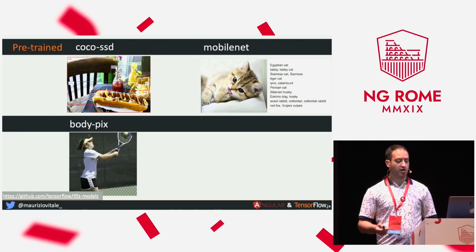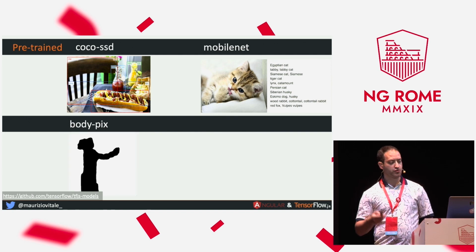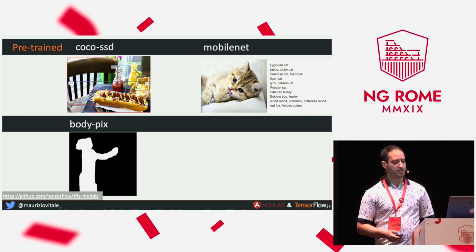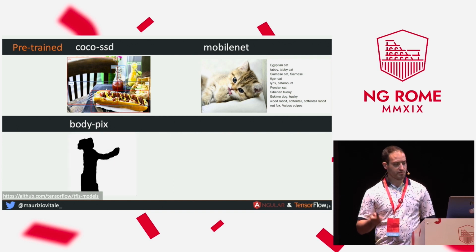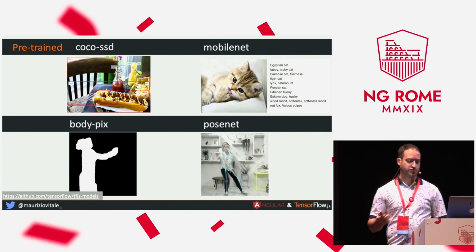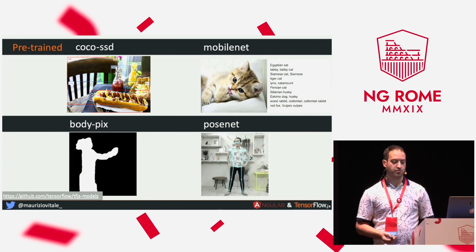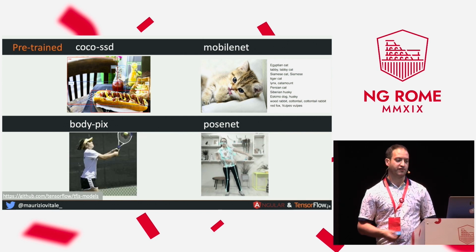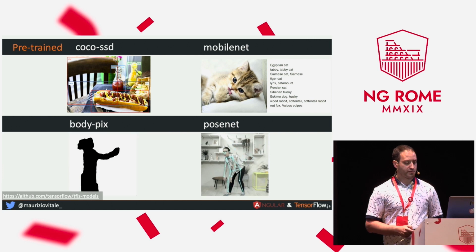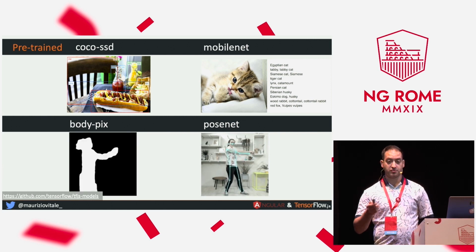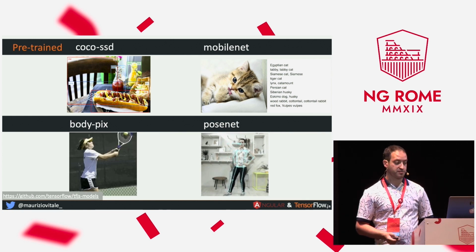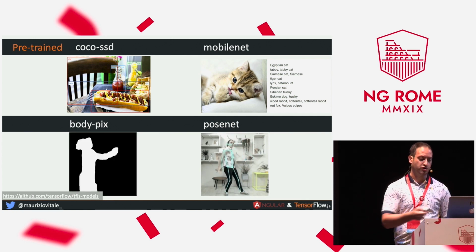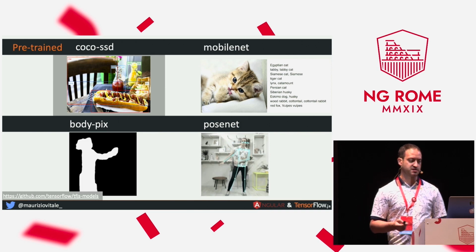Another one is BodyPix, which is able to detect the pixels of the body, so then you can remove the background of those segmentations. And the last one that I would like to show you is PoseNet, which is able to detect the joints of your body. To be able to use these models, you don't need to know anything about machine learning, you just need to load it and use it. During this talk, we are going to use the first one, Coco SSD.